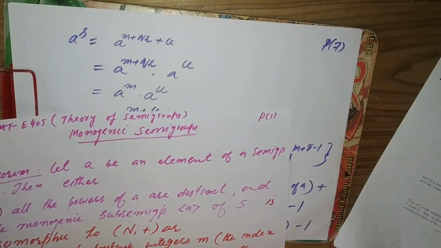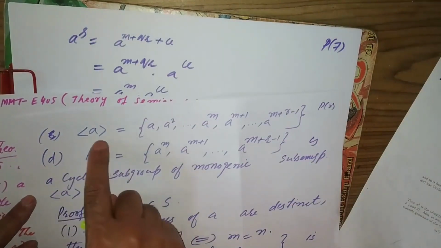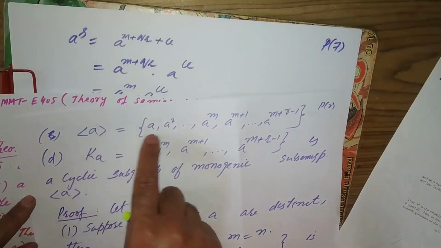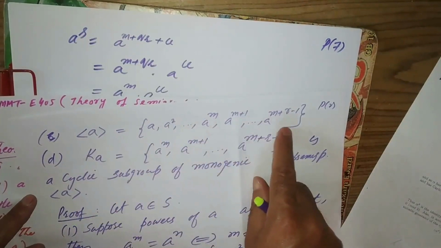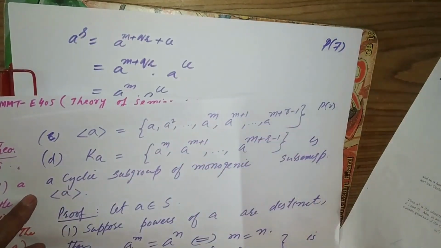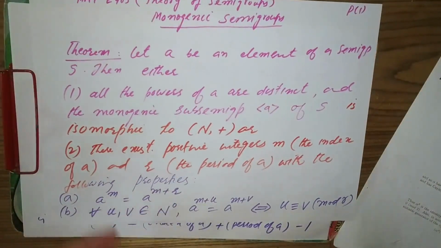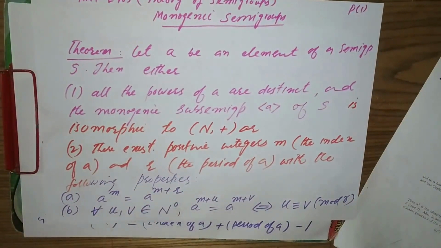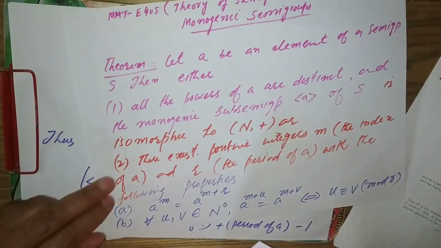Then we prove this C part and D part. This C part we have already proved: the monogenic semigroup generated by A is equal to A, A squared, and so on up to A^(m+r-1). And we have also proved this one, A^m is equal to A^(m+r). We have proved the more general A^m is equal to A^(m+qr) for every positive integer q. Now we prove the second part, the B part of the second case.